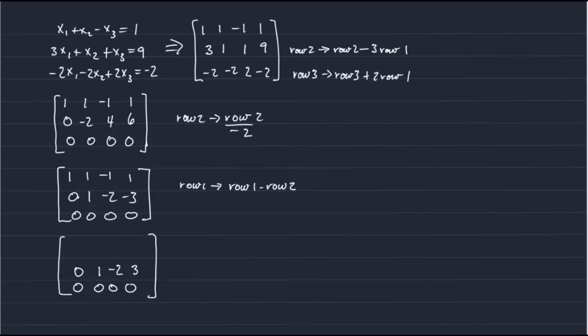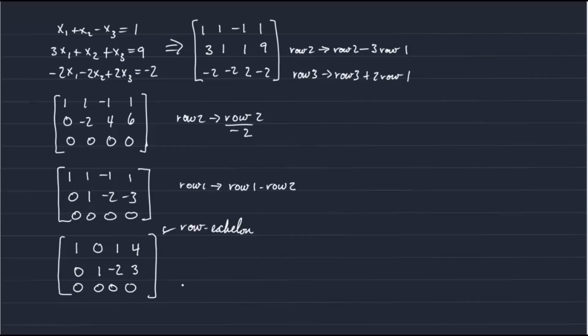And when we subtract row 2 from row 1, we get 1 minus 0. 1 minus 1 is 0. Minus 1 plus 2 is 1. And 1 plus 3 is 4. And so we now have our row echelon form, or reduced row echelon form, and we can start solving our system.